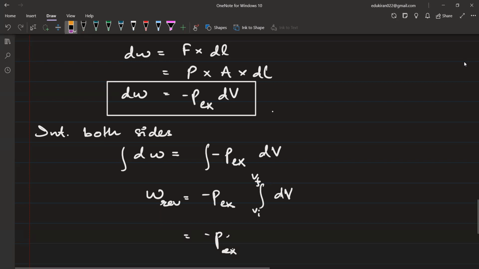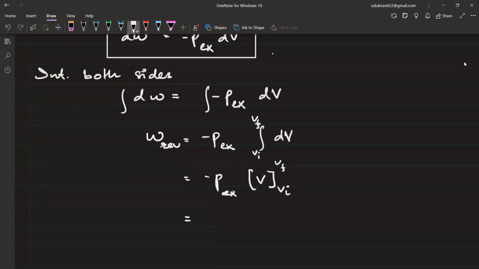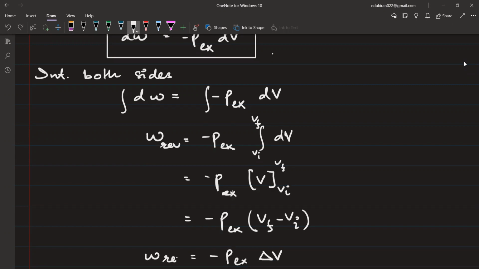dV does not have any other variable here. So we have V to the power of 0 and we'll get V to the power of 1. So we'll get here V from V final and V initial. And this will be equal to minus P external into V final minus V initial, which I can write as minus P external into delta V. This is also the work done in reversible process.